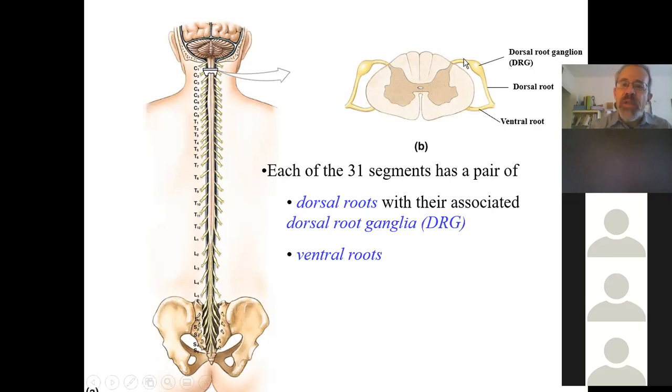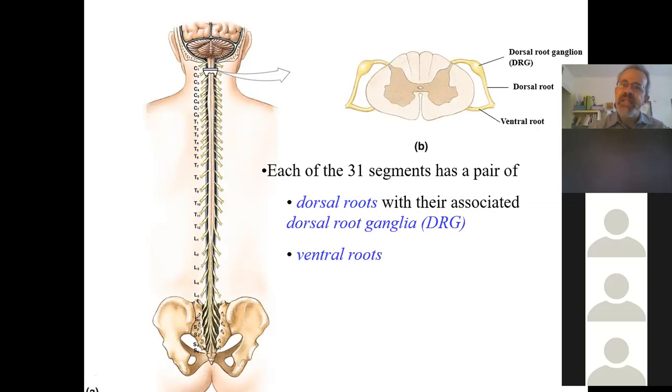At each segment, this is our transverse view of the spinal cord. And at each segment, we have a couple of structures. One is called the dorsal root, which is this area, which consists of nerves that are going into the spinal cord. Along the way, we have the swollen portion called the dorsal root ganglia. In some textbooks, you might see it listed as posterior root or posterior root ganglion. It means exactly the same thing.